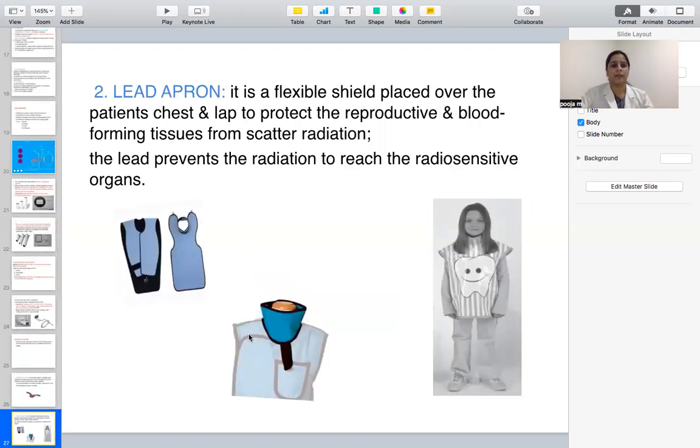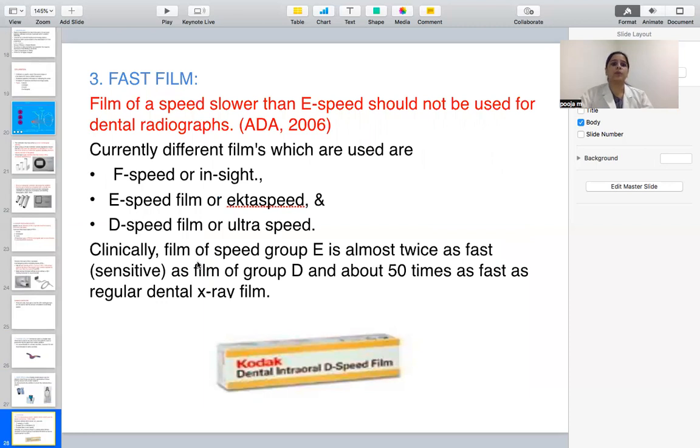Now coming to lead apron. So what is a lead apron? Lead apron is also a flexible shield which is worn over the patient's chest and the lap, to protect the reproductive and blood forming tissues from scattered radiation. So this lead prevents the radiation from reaching your radiosensitive organs. These can be worn when you take intraoral and extraoral radiographs. In this picture, you can see the lead aprons. Now coming to use of fast film.